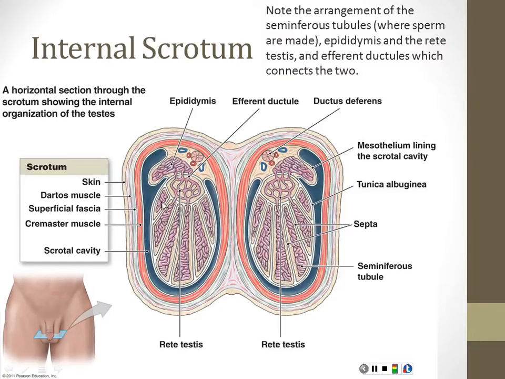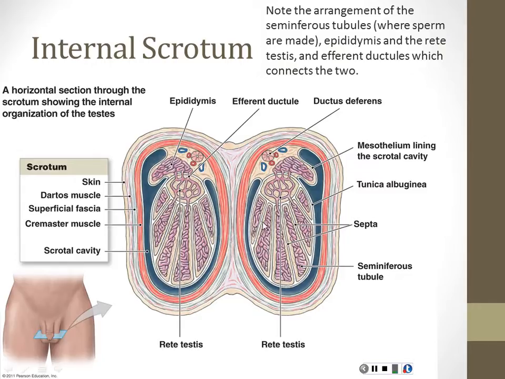The testis is divided sort of loosely into these long wedge-like chambers. And inside those chambers are long coiled tubules that we call seminiferous tubules. Seminiferous tubules are where sperm production begins. Okay, so it is the site where sperm are formed. Now, the sperm that come out of these seminiferous tubules are not fertile yet, but that is where sperm are produced, in the seminiferous tubules.